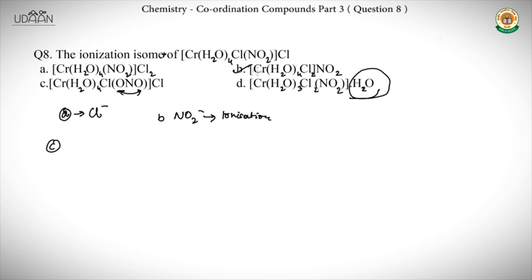And in the C part, as we see, it's not an ionization isomer since the oxygen atom is donating, while in case of the original compound, the nitrogen atom is acting as the donating ligand group. So it is exhibiting linkage isomerism.